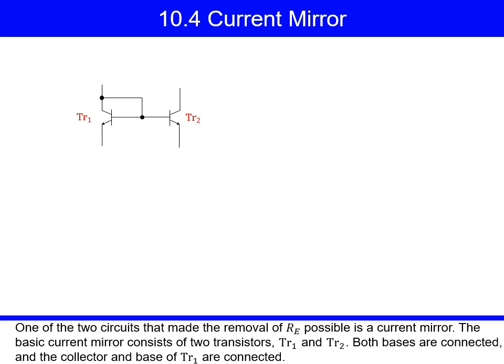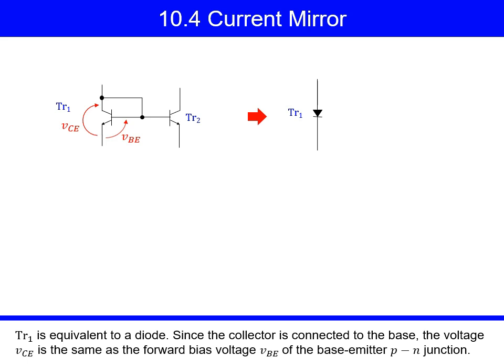One of the two circuits that made the removal of RE possible is a current mirror. The basic current mirror consists of two transistors, TR1 and TR2. Both bases are connected, and the collector and base of TR1 are connected. TR1 is equivalent to a diode. Since the collector is connected to the base, the voltage VCE is the same as the forward bias voltage VBE of the base emitter PN junction.